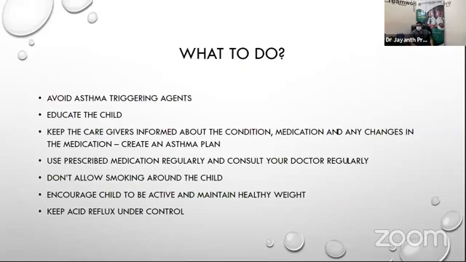Always use prescribed medication regularly. Do not skip the medicines, and keep your doctor in touch regularly. Don't allow smoking around the child. Encourage the child to be active, because most of the children who have asthma gain weight, and this will further complicate and increase the number of asthmatic attacks. Children who have acid reflux, even obesity increases the acid reflux condition. So try to give healthy food and decrease the acid reflux symptoms. This will decrease the number of asthmatic attacks.